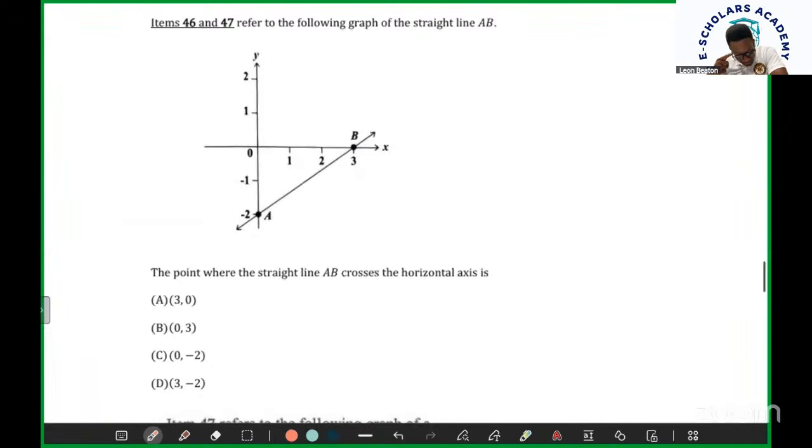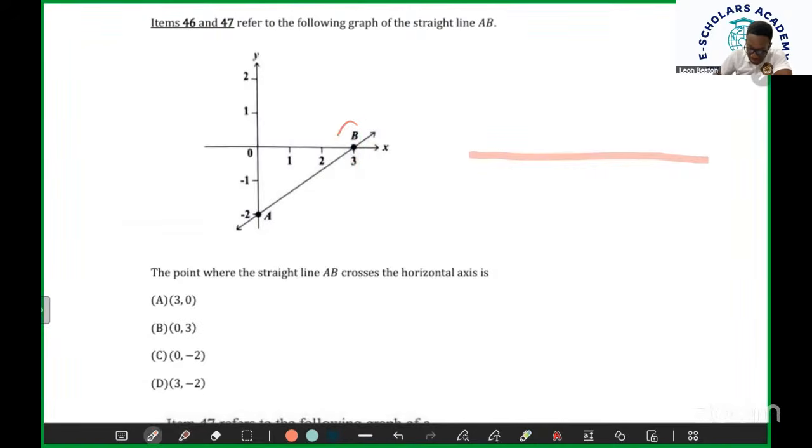So this one, beautiful question. Items 46 and 47 refer to the following graph of a straight line AB. The point where the line AB crosses the horizontal axis is... Horizontal, primary school. Horizontal means straight across. The horizon. Think about the sunset. So the point that crosses the horizontal axis would be this point here.